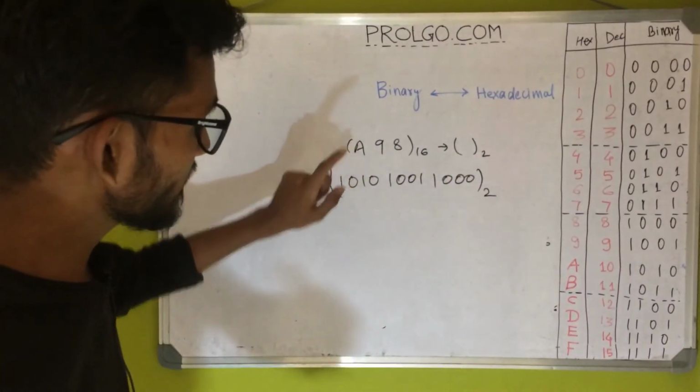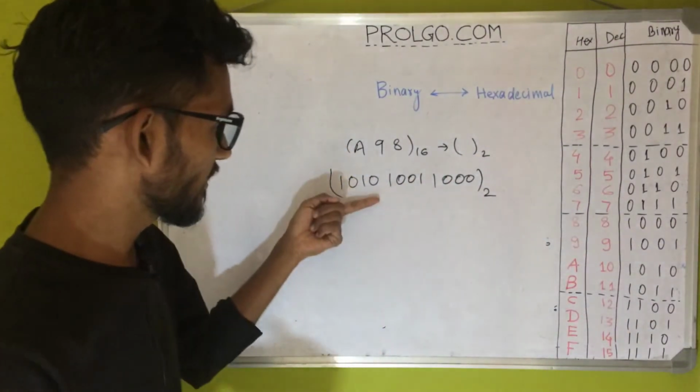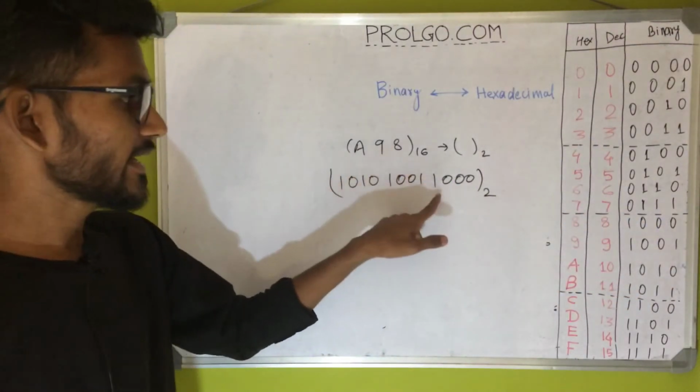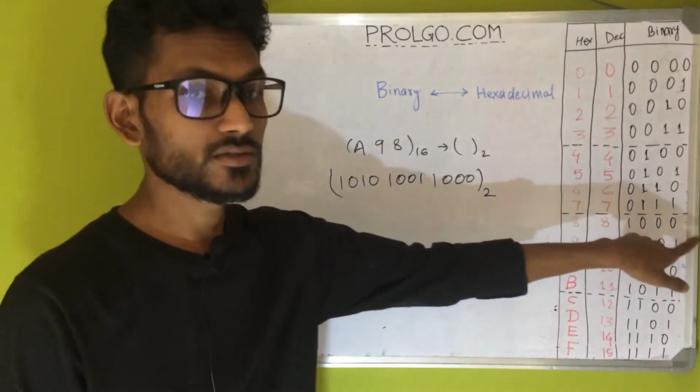So for A it is 10. So 1010 I have written, and for 9 I have written this one, 1001, and for 8 I have written 1000.